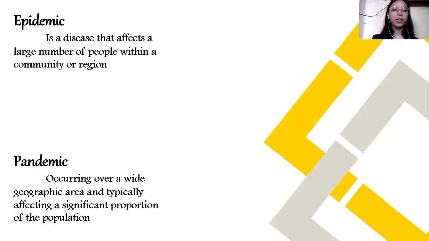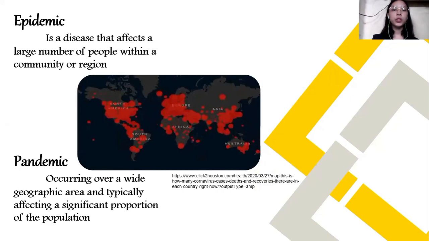Pandemic is occurring over a wide area like a country. An example of this is COVID-19. COVID-19 spread in countries like Brazil, Italy, United States, Philippines, China, etc. The picture that you can see is the map of the world, and the red color shows how many coronavirus cases, deaths, and recoveries in each country according to the Graham Media Group.